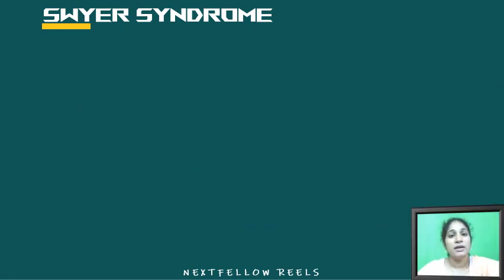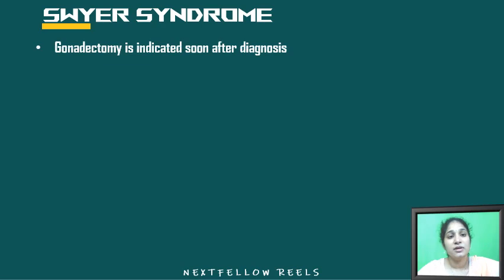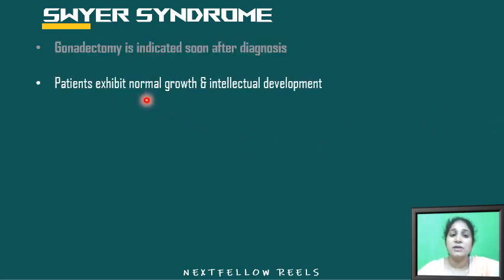So, how do we manage Swyer syndrome patients? Gonadectomy is indicated soon after the diagnosis because there is significant risk for malignant transformation in occult testicular elements. It is around 20 to 30%. The patients exhibit normal growth and intellectual development.